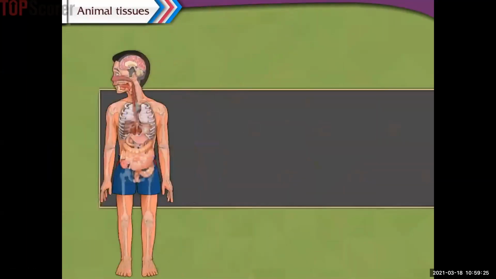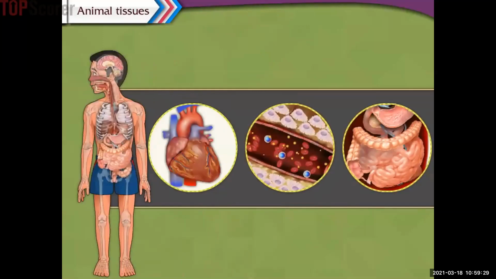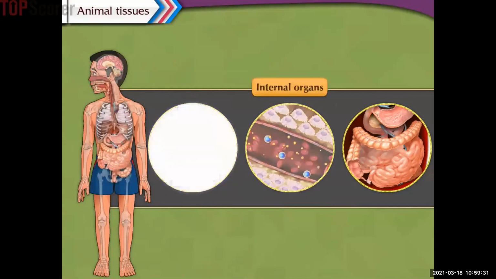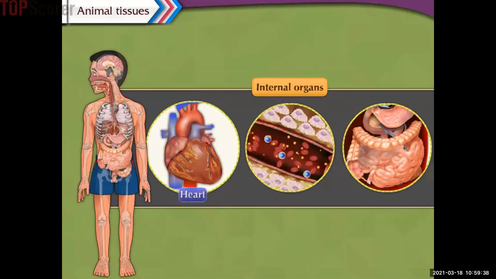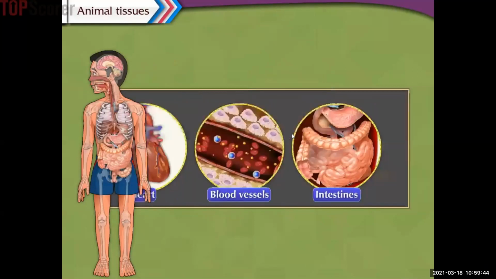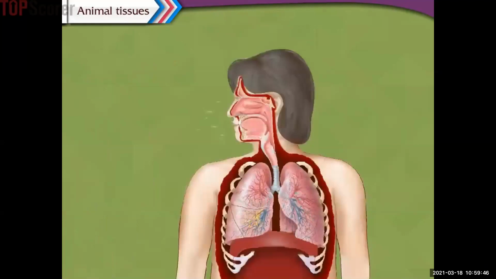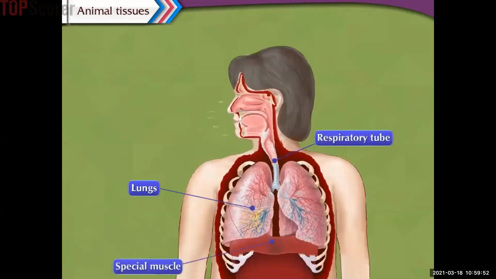But there are some organs that are situated inside the body. They are called internal organs. These organs are not seen from outside. For example, the heart, blood vessels, intestines. Many internal organs in our body work together. For example, the lungs, respiratory tubes, and the contraction and relaxation of the special muscles help us to breathe.